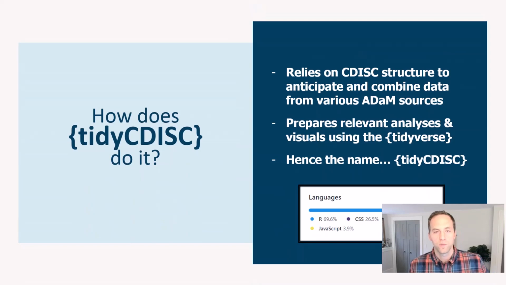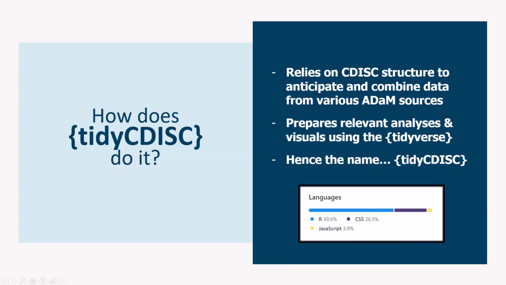So how do we do this? We're going to rely heavily on the CDISC standards, which are basically a structure that we all as pharmaceutical companies agree to follow so that our data looks a consistent way from company to company. Which means we can leverage relevant analyses to prepare visuals and figures using our favorite tidyverse package, hence the name tidyCDISC. If you check out our GitHub, you can see that the languages that we leverage for this app include 70% R, 26% CSS, and a little under 4% JavaScript.